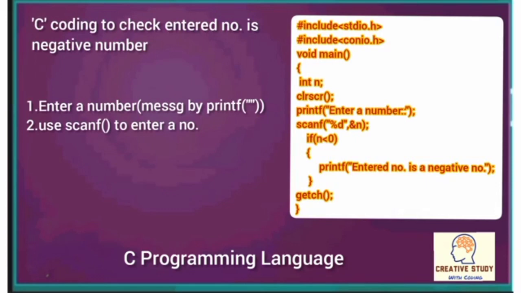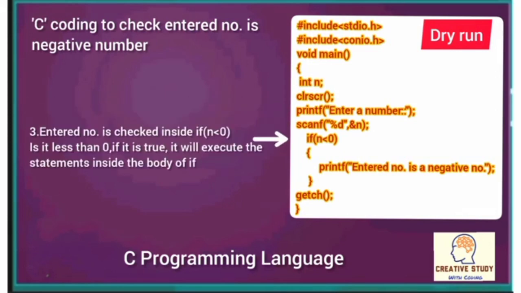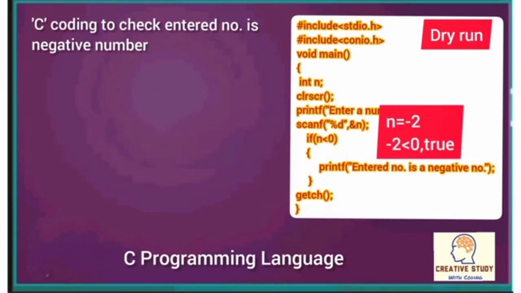Give a message by printf, enter a number, use scanf function and check the number with if statement. If it is less than 0, it means the condition is true and it will execute the statement inside the body of if. Now let's assume entered number is -2. So the condition is true here. So it will print entered number is a negative number.